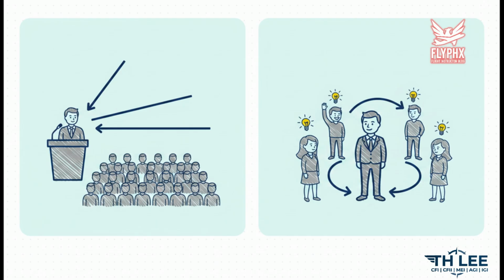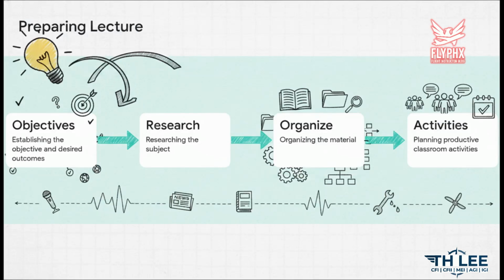You can literally read their facial expressions, see how furiously they're taking notes, and accurately gauge their actual interest and comprehension in real time. But you can't just wing a lecture. Delivering a successful one requires a really precise 4-step preparation process. First, you have to establish your objectives and your desired outcomes. Second, thoroughly research your subject. Third, logically organize your material. And fourth, plan out productive classroom activities.